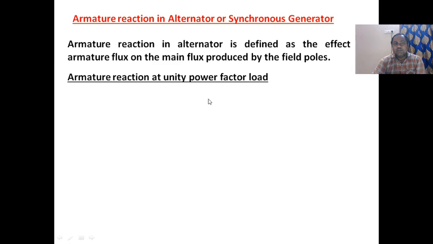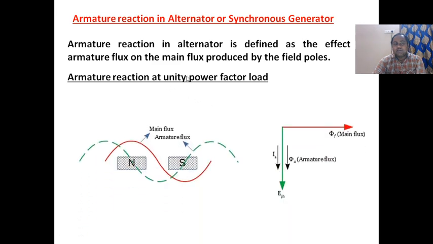Armature reaction at unity power factor load. Unity means cos phi is equal to 1. Both voltage and current are in phase in unity power factor. Please see the phasor diagram. The current and voltage are both in phase. Flux also is in the same direction. This is what is called the main flux. So the armature flux and main flux are at an angle of 90 degrees in unity power factor. Please observe the phasor diagram.